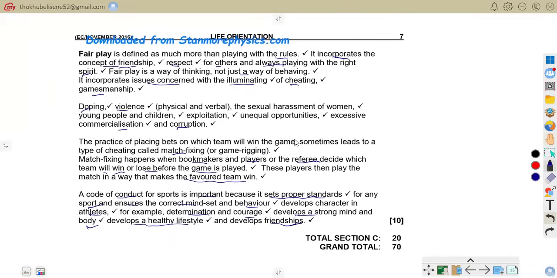Make sure that you use this presentation to prepare for the exams that you are going to write for Grade 9 Life Orientation.